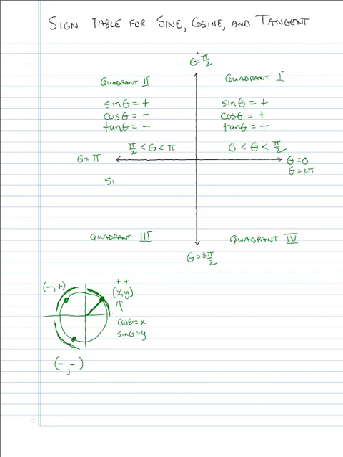So that means the sine and cosine values are both negative. So the sine of an angle that leaves us in the third quadrant would be negative, and the cosine of an angle that leaves us in the third quadrant would be negative. But the tangent would be positive, because remember, tangent is sine divided by cosine, and that would be negative divided by negative, which is positive.